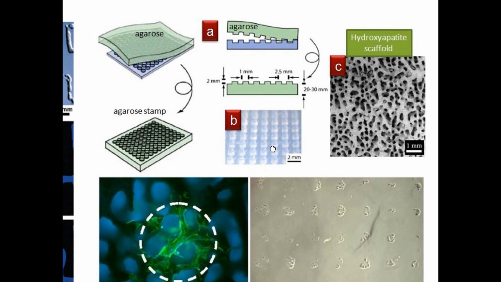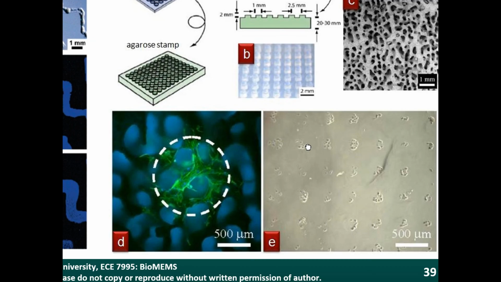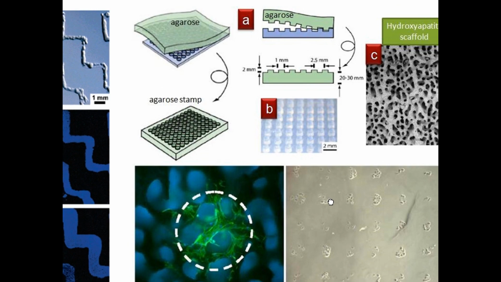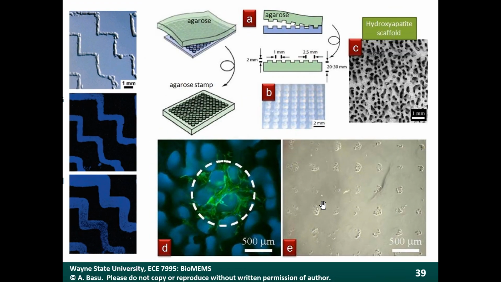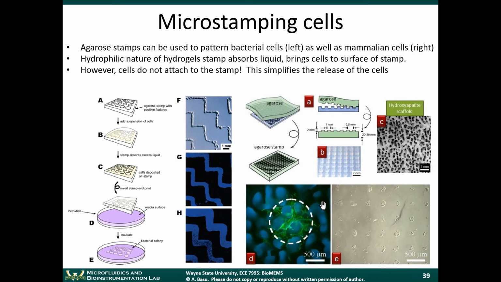Okay, these are other examples of patterning bacterial colonies. You can see that in some cases you can get very, very tiny colonies, and you can make large-scale arrays of these types of colonies for high throughput studies.